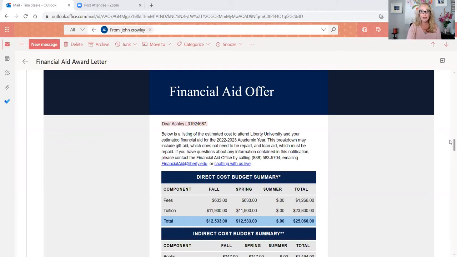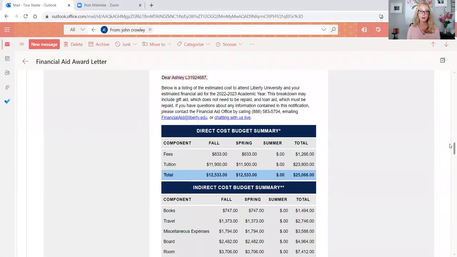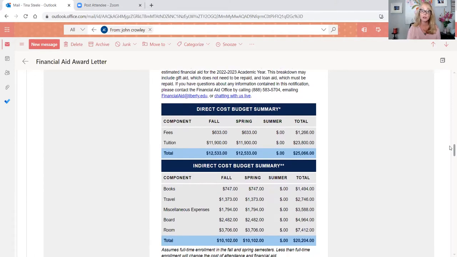So when you get a financial aid offer, it's going to be broken down usually by direct costs and indirect costs, along with giving you a total cost of attendance of the college. In this particular situation, the first thing that you see outlined are the direct costs, which are costs that the student is 100% going to have.